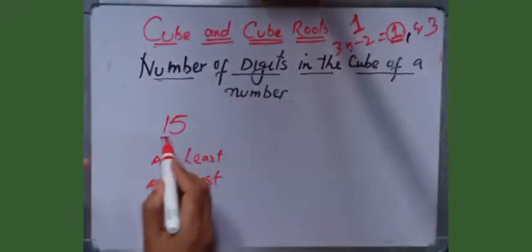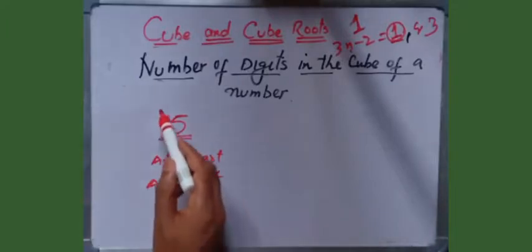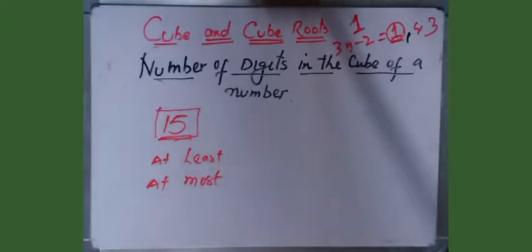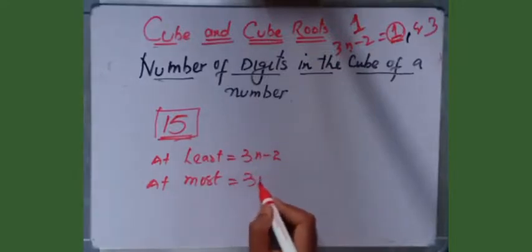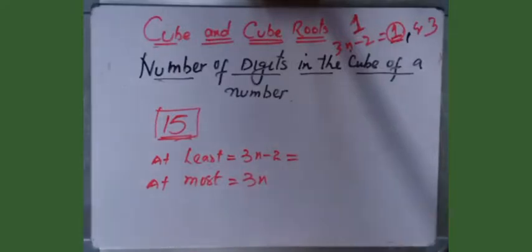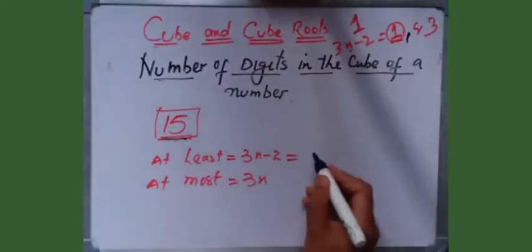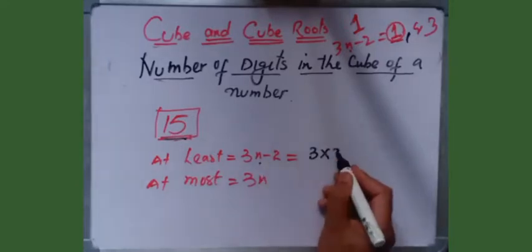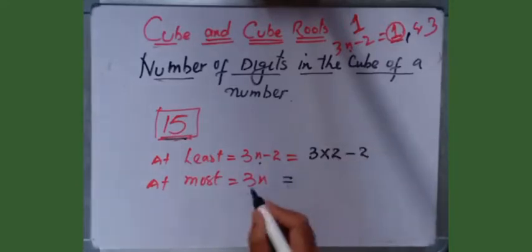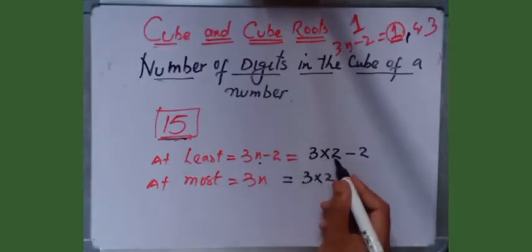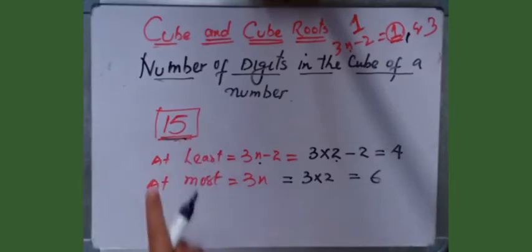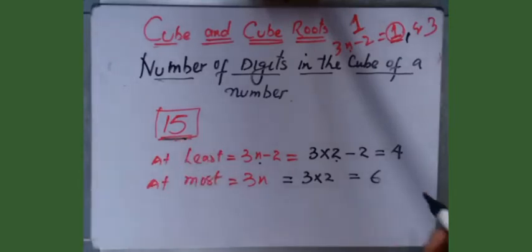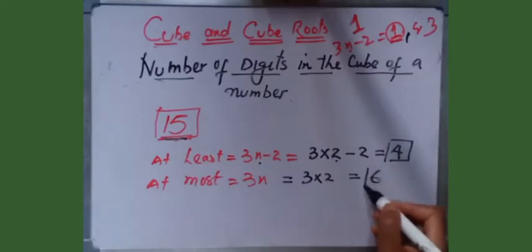Say for example, we have to estimate the number of digits in the cube of this number 15. So we can make two guesses. At least the number will be 3n-2, at most the number will be 3n, where n is the number of digits in the number. Here the number of digits is 2. So instead of n, we write 2: 3 into 2, 3 twos are 6, minus 2. It will be 4 or it will be 6. So that means the cube of this number will be having either 4 digits or 6 digits.